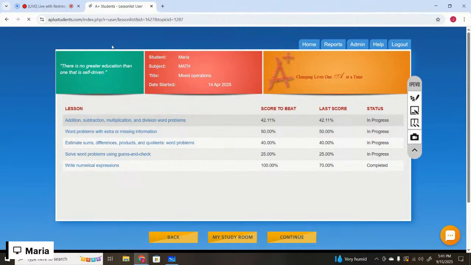So, we were working on grade 4 math. The chapter we were working on is mixed operations. The lessons we have covered today are addition, subtraction, multiplication, and division word problems with extra or missing information, estimate sums, differences, products and quotients, word problems, and solve word problems using guess and check.